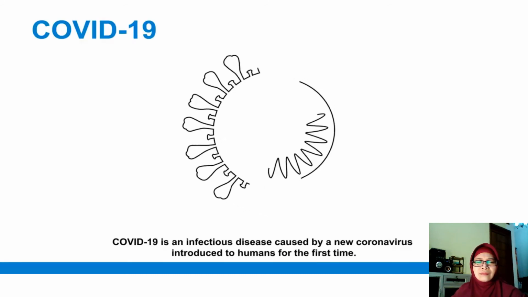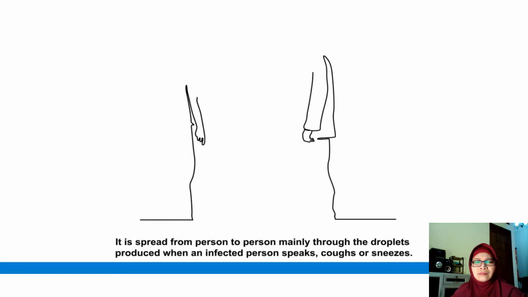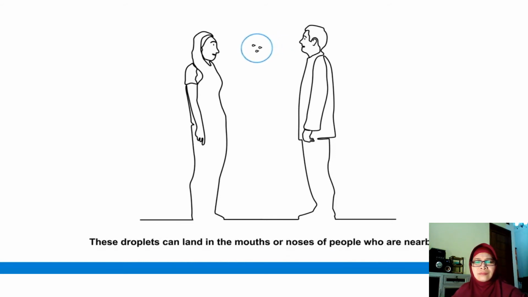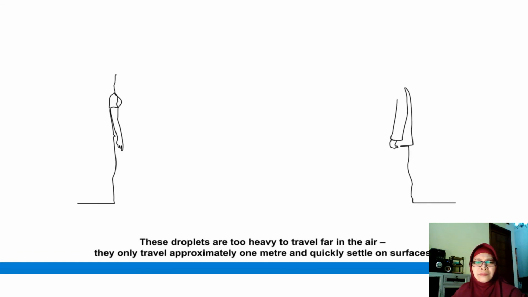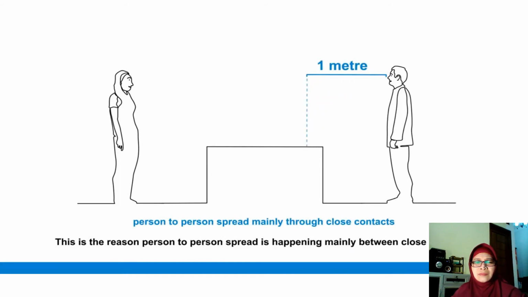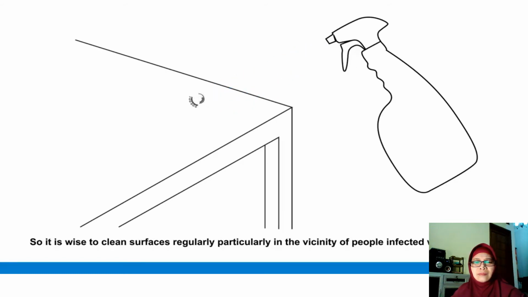COVID-19 is an infectious disease caused by a new coronavirus introduced to humans for the first time. It is spread from person to person, mainly through the droplets produced when an infected person speaks, coughs, or sneezes. These droplets can land in the mouths or noses of people who are nearby. These droplets are too heavy to travel far in the air. They only travel approximately 1 meter and quickly settle on surfaces. This is the reason person-to-person spread is happening mainly between close contacts. The exact time that the virus can survive on surfaces is not yet known. So it is wise to clean surfaces regularly, particularly in the vicinity of people infected with COVID-19.